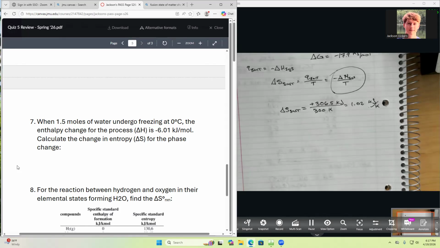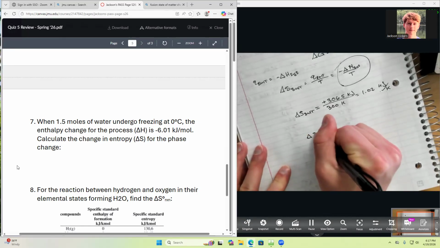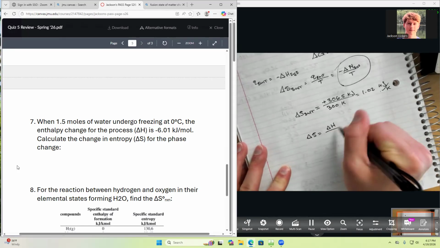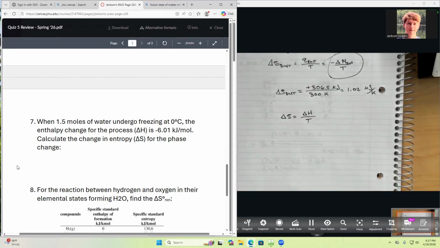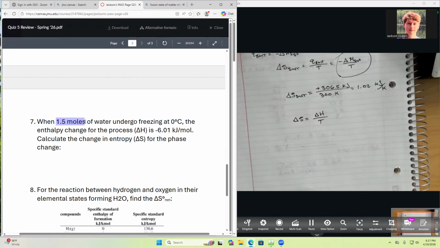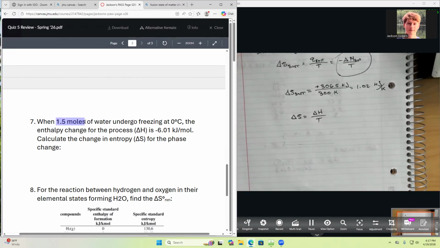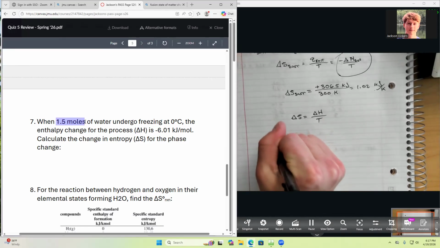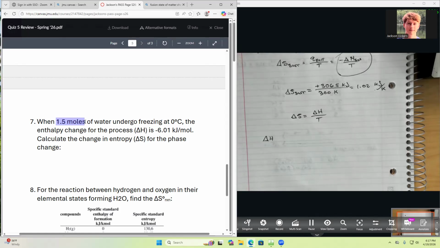And this formula, I think, should be this. But we have to be very careful. When you see a problem like this, we're talking about specifically 1.5 moles of water. So they're asking about the exact amount of delta S for this quantity of water that's freezing. And so what we have to do is factor that in when we're talking about the delta H. So the delta H, again, has the units of kilojoules per mole. So if we have a mole value, we can multiply by that to cancel out moles.